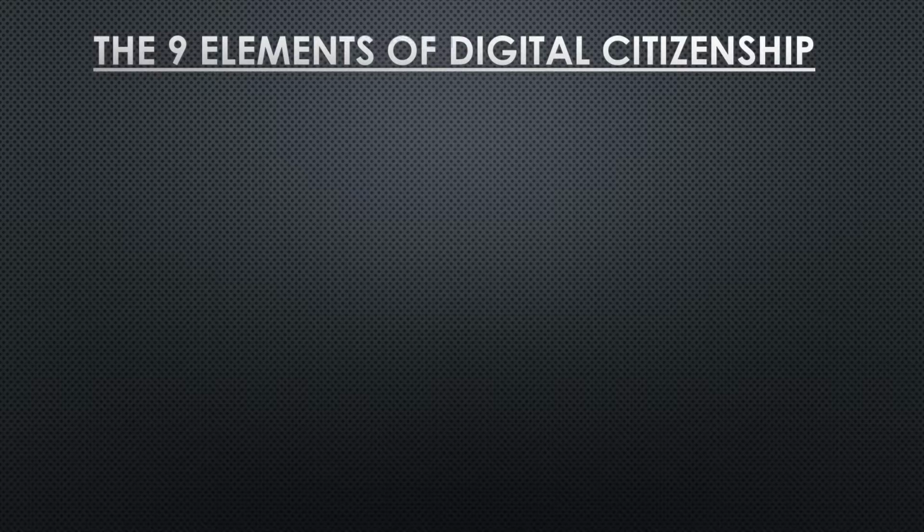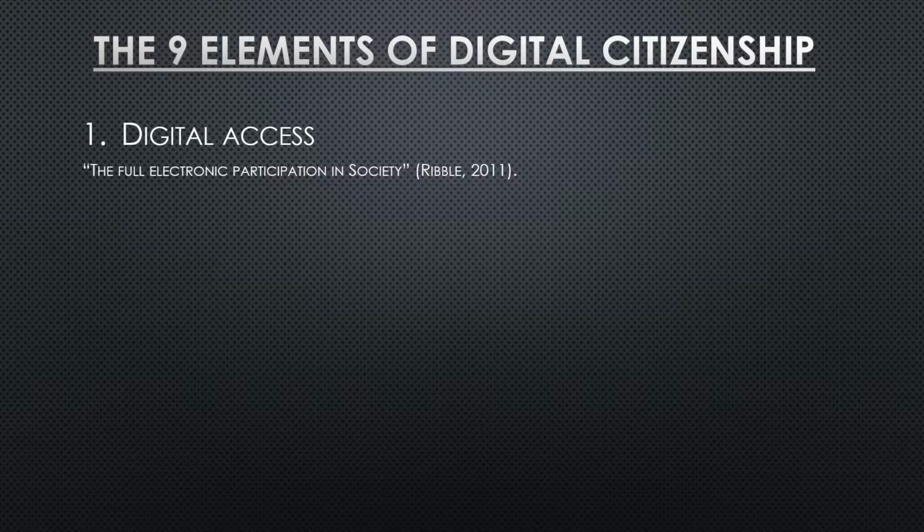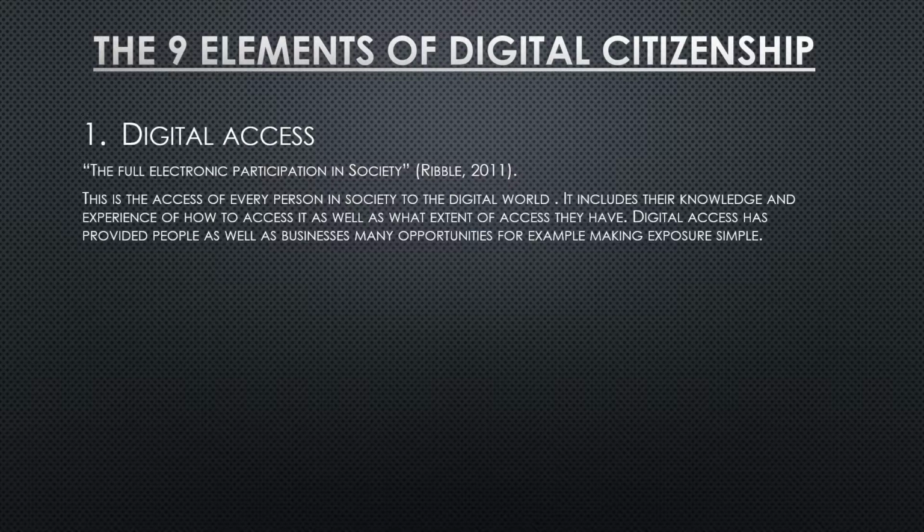I will now be explaining the 9 elements of digital citizenship. The first element of digital citizenship is known as digital access. This is defined by Ribble as the full electronic participation in society. This includes the access of every person in society to the digital world. It includes their knowledge, their experience of the digital world, and how to access it, as well as the extent that they have to access this digital world.